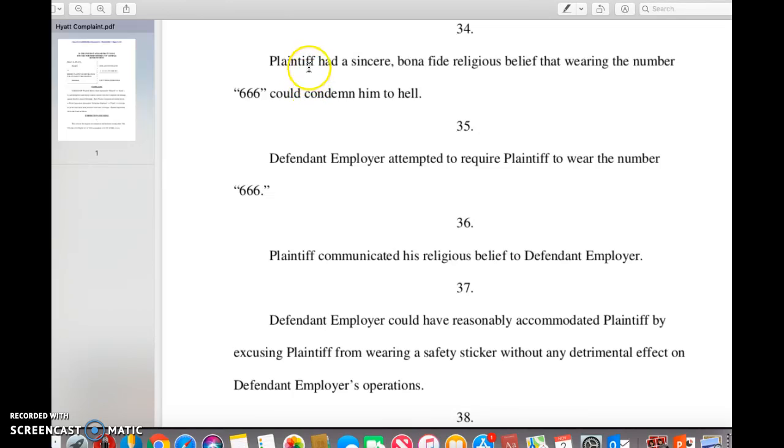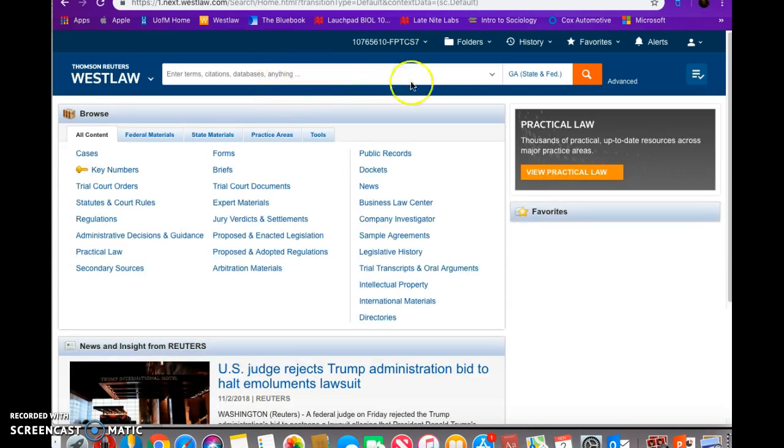Just being specific, she wanted us to explain why, for example, in 34, the plaintiff had a sincere bona fide religious belief, things like that. And basically, to summarize, it's just looking up the elements under Title VII, which is religious discrimination. That's pretty much it. Going over to Westlaw, I've already preset my state and I included the federal cases as well.